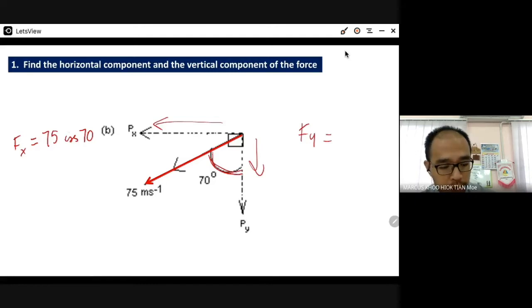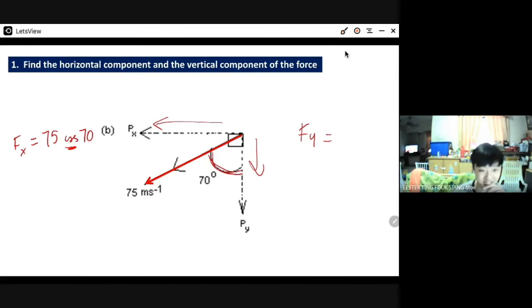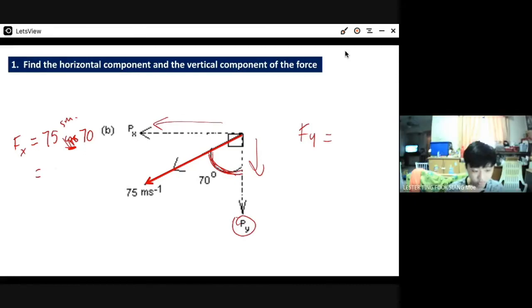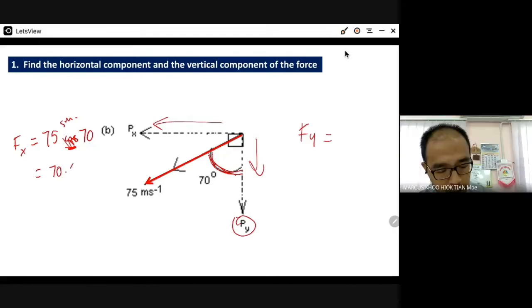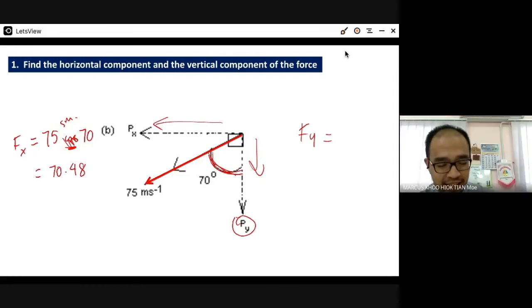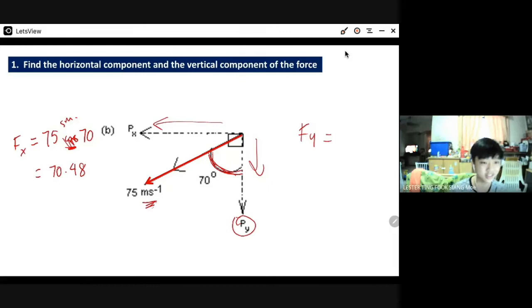When do we use cos? This is sine. Sine 70, because the 70 is touching the y. How much is this value? 70.48. 70.48 unit, Newton. Actually, the unit is meters squared. Okay, yeah, I know.